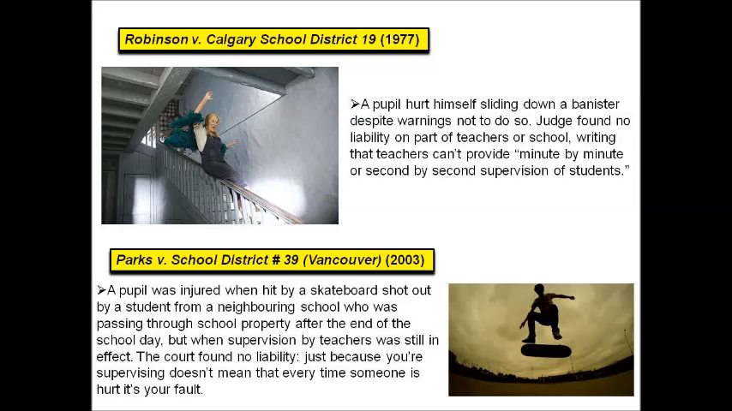So what, are you supposed to station somebody at the banister, staring at the banister, watching everybody so that they don't slide down the banister all the time? And if no one's there in the hall or in the stairwell when classes change, and somebody does this and they get hurt, are teachers being negligent? Well, the judge found no liability on the part of teachers or the school, writing that teachers can't provide minute by minute or second by second supervision of students. So no causal connection there, and it's unrealistic.